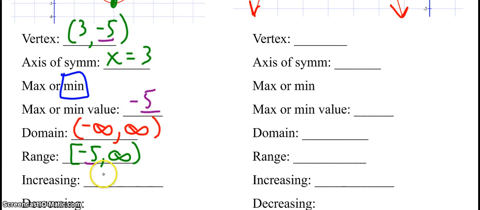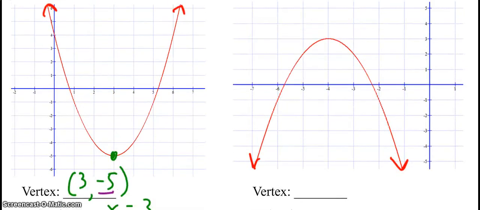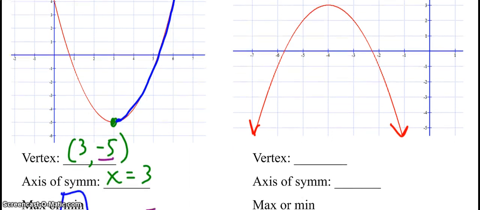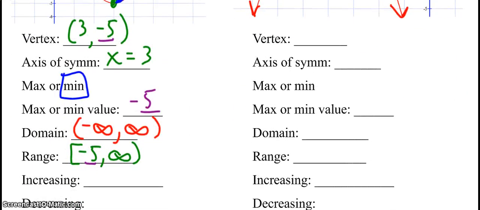Now, increasing. So here is where we have to think about what we talked about before. Increasing, as I go from left to right, am I going up or am I going down? So first I start by going down, then I hit the minimum, and then I go up. So what we're going to see is that the minimum point, if there's a minimum point, is always going to be where we change from increasing to decreasing or decreasing to increasing. So I'm increasing from 3 to infinity. And hold your questions for one sec. I'm going to do the decreasing, and then we're going to talk about it.